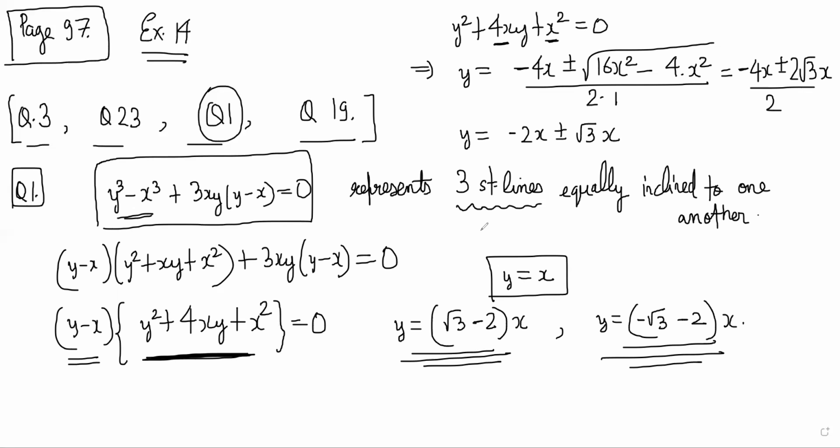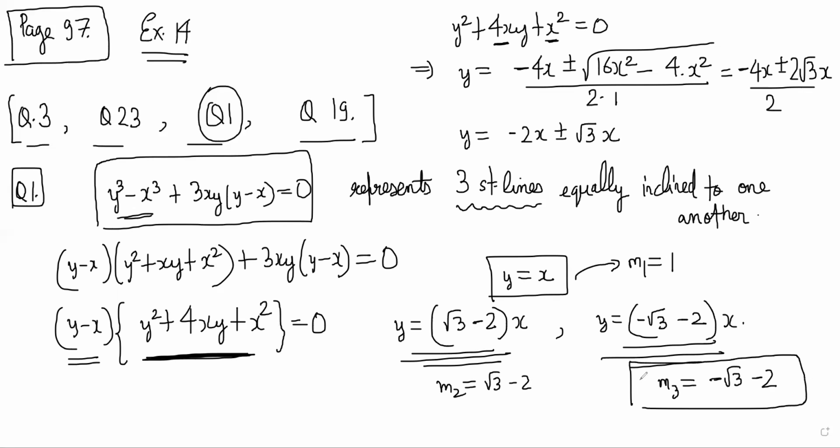Now we have to show that they are equally inclined from one another. So to show that, we can say the slope of this line is 1, the slope of this line is root 3 minus 2, and the slope of this line is minus root 3 minus 2, right? And find the angle between any two of them.